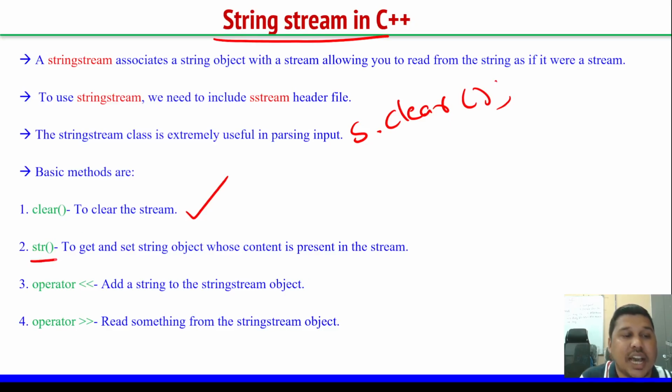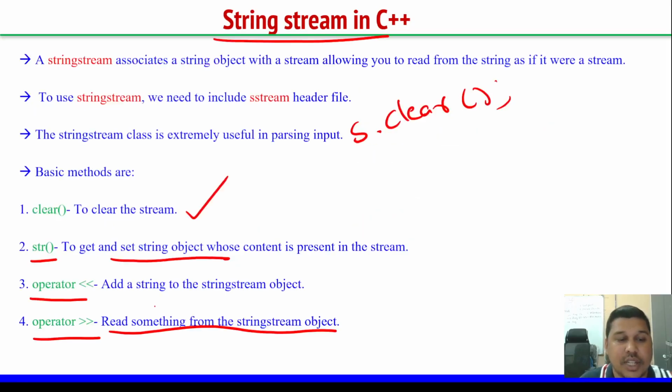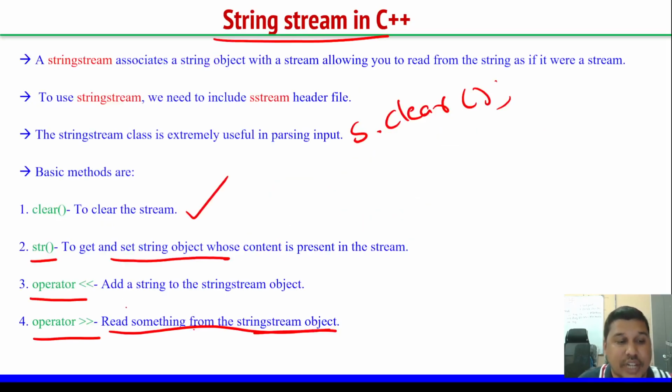Next, str, to get and set the string object. We will see the usage of this str in the programs. Here is something important: the extraction operator, which we have just now seen. It reads something from the string stream object. So from this object, read the strings and put them in the variable word. That is the meaning of this extraction operator here.